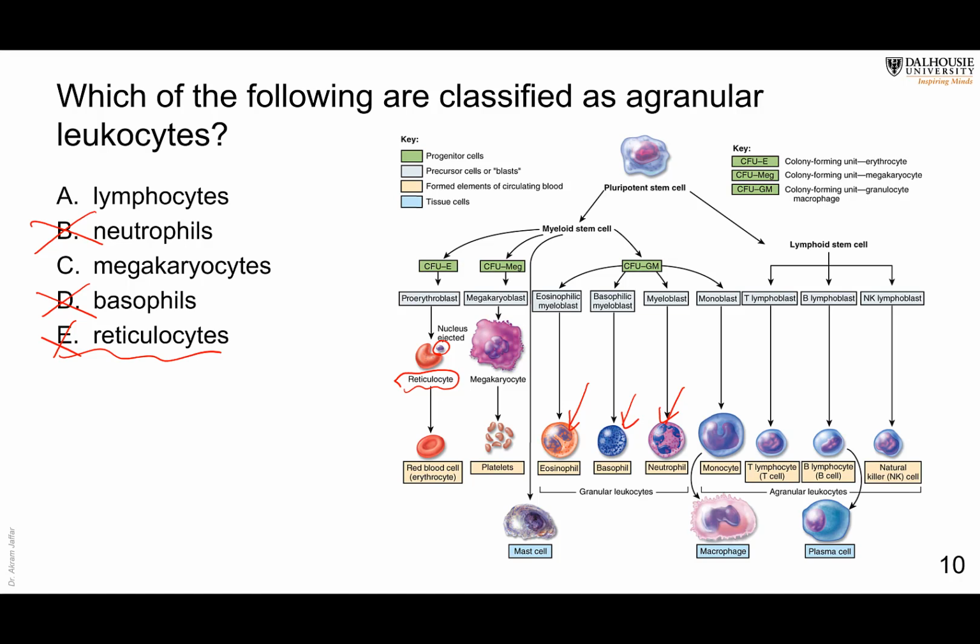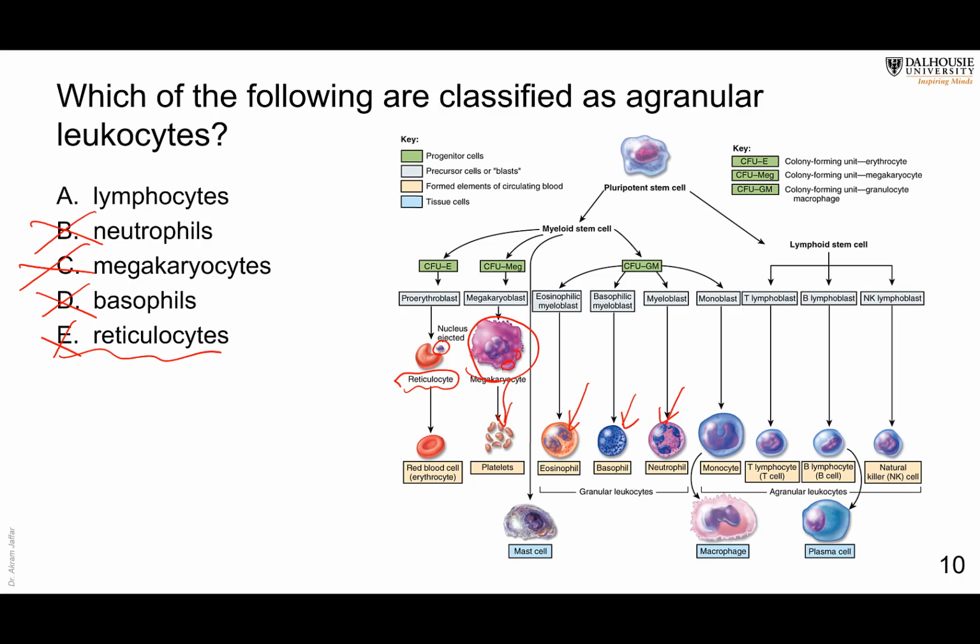Megakaryocytes are the large cells which are present in the bone marrow, and they are the precursors of the platelets. So megakaryocytes are formed of multiple cells fused together. That's why they have multiple nuclei. Very large cells, mega, fragments of their cytoplasm will be released to the circulation as platelets. So they are not related to the white blood cells.